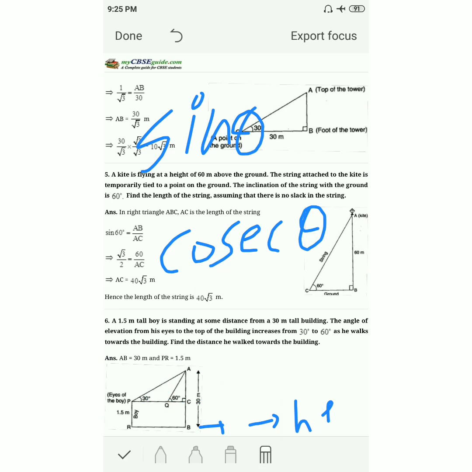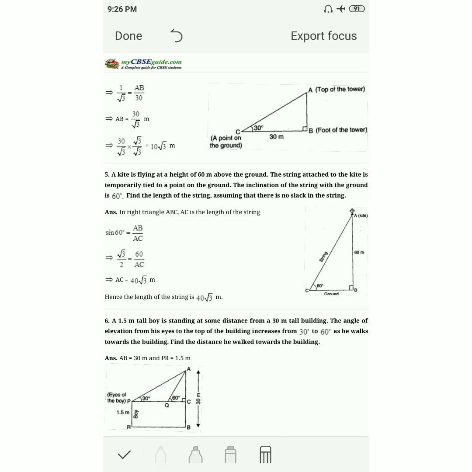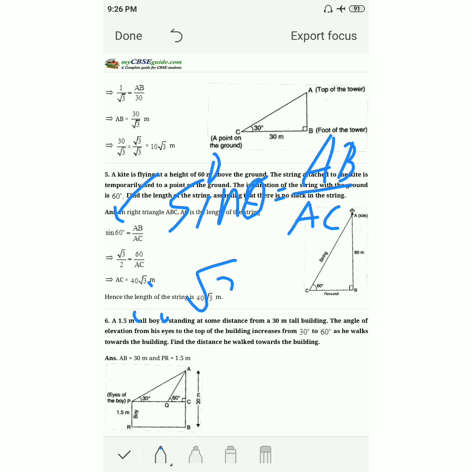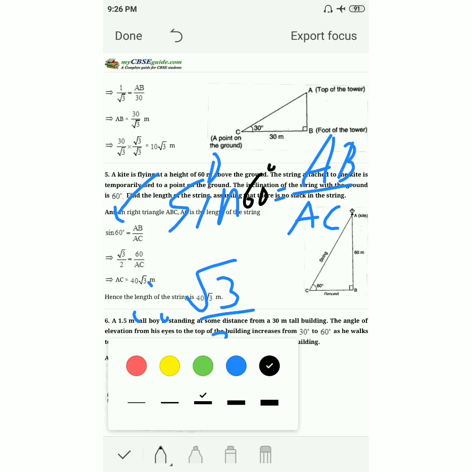Okay, so sine theta. Here a figure is already drawn. A is the kite, C is a point on the ground and AC is the string. So sine 60, because here the angle is equal to 60 degrees. So sine 60 is the opposite side AB upon hypotenuse AC. Now the value of sine 60 is under root 3 by 2. Sorry, we need to write 60 here, because the angle is 60 degrees.